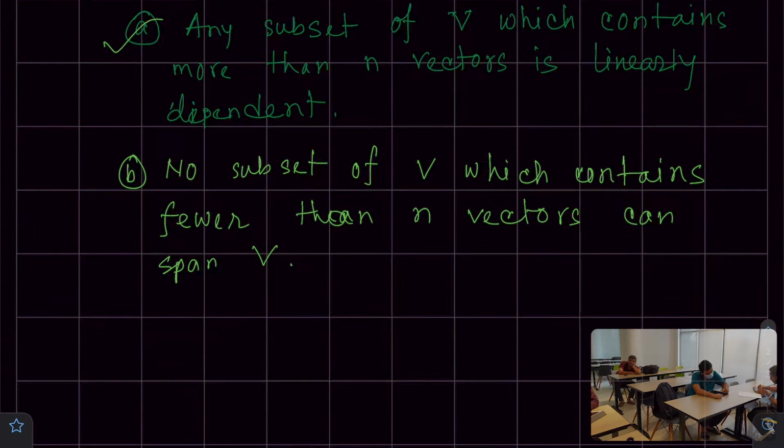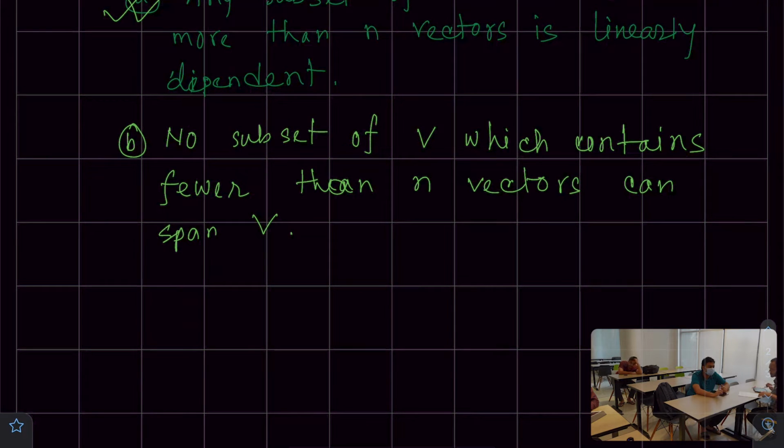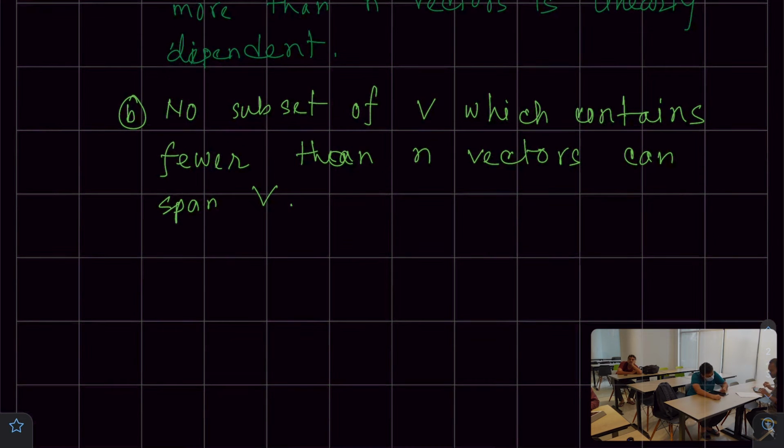So the first one I proved in the last class, but for the second one, no, I didn't start. The idea is similar, but that was not the proof related to this corollary. So, for this corollary, no subset of V which contains fewer than n vectors can span this vector space V. Okay, so let's start the proof.